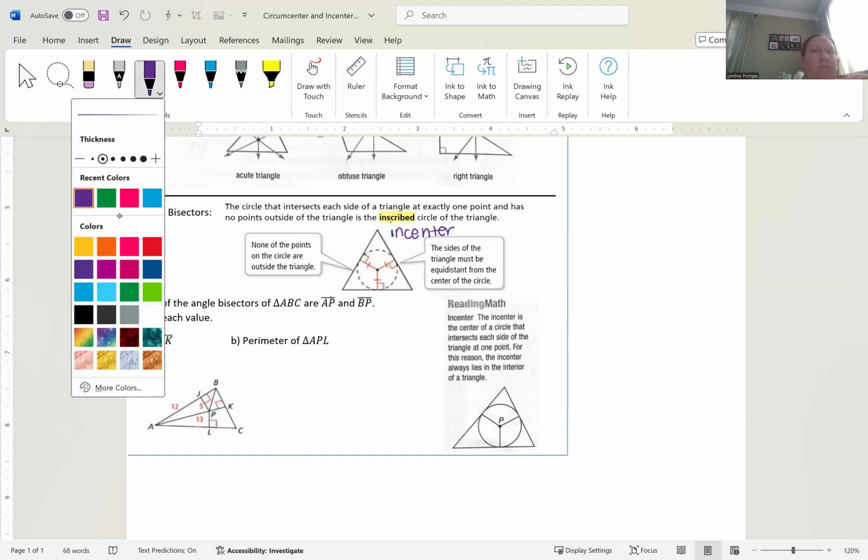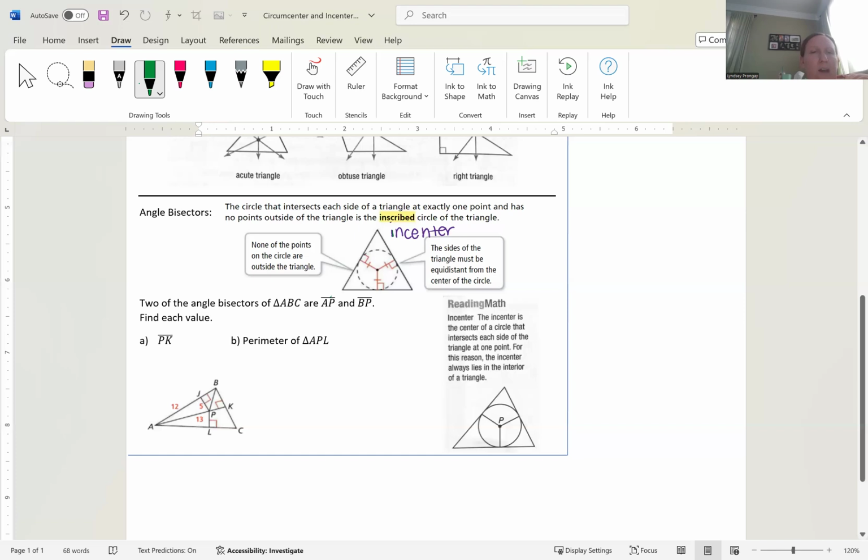Okay, so we have a shape down here. It says two of the angle bisectors of triangle ABC are AP and BP. Okay, we don't have PC there, but I don't think we need it in this diagram in this case. So the first thing is that we want to find PK.